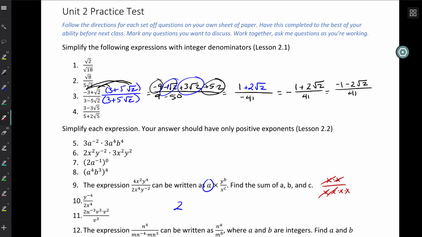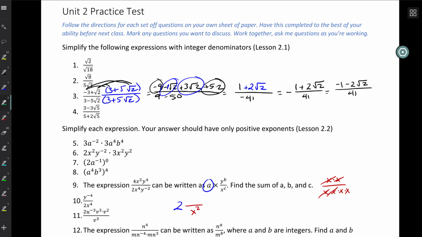And that's going to give me 2 x's in the denominator. Right? You can also use that rule that we are subtracting our exponents when dividing numbers with the same base. So 2 minus 4 gives me negative 2. A negative exponent goes in the denominator. Now we have y to the 4 over y to the negative 2.